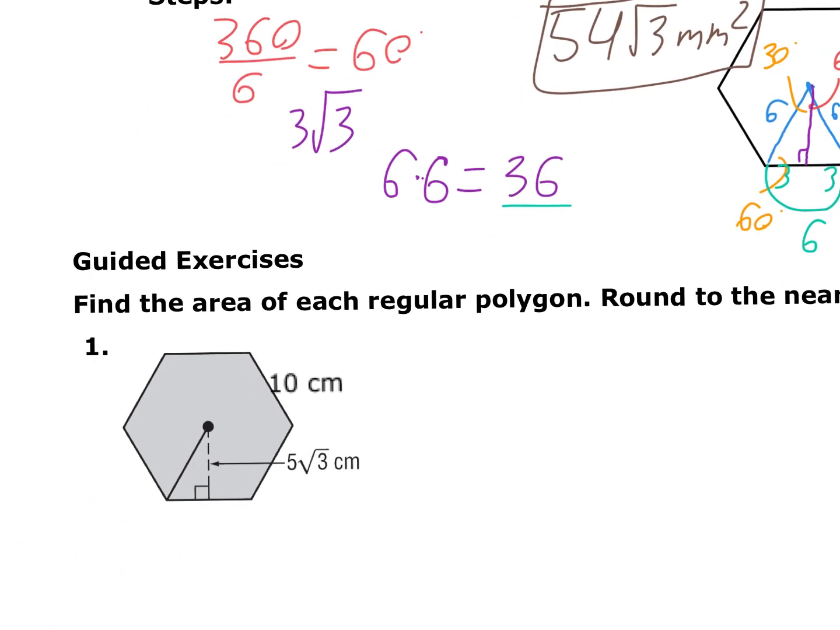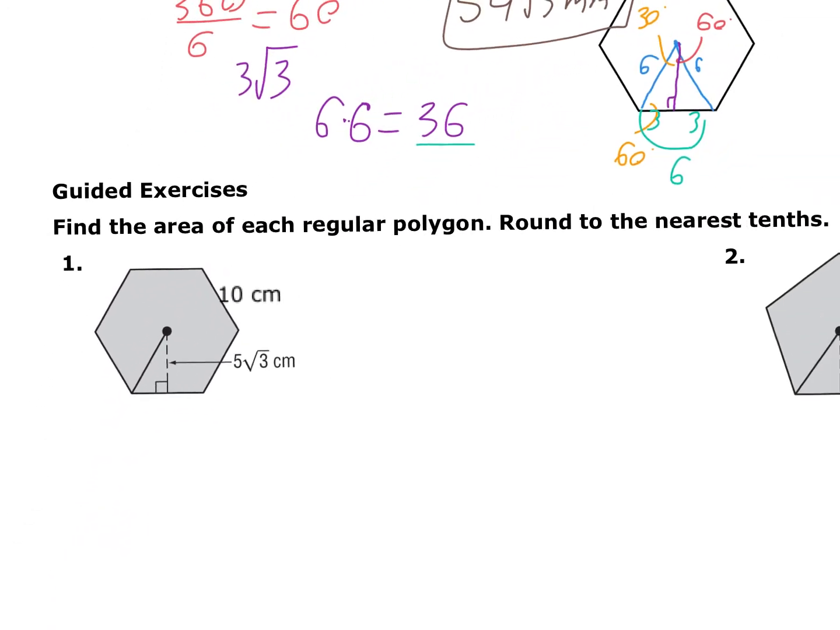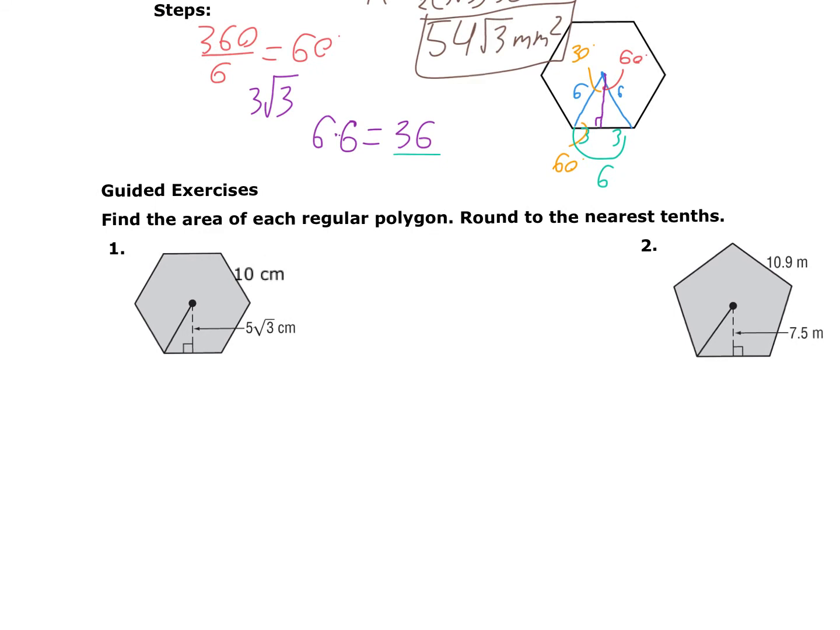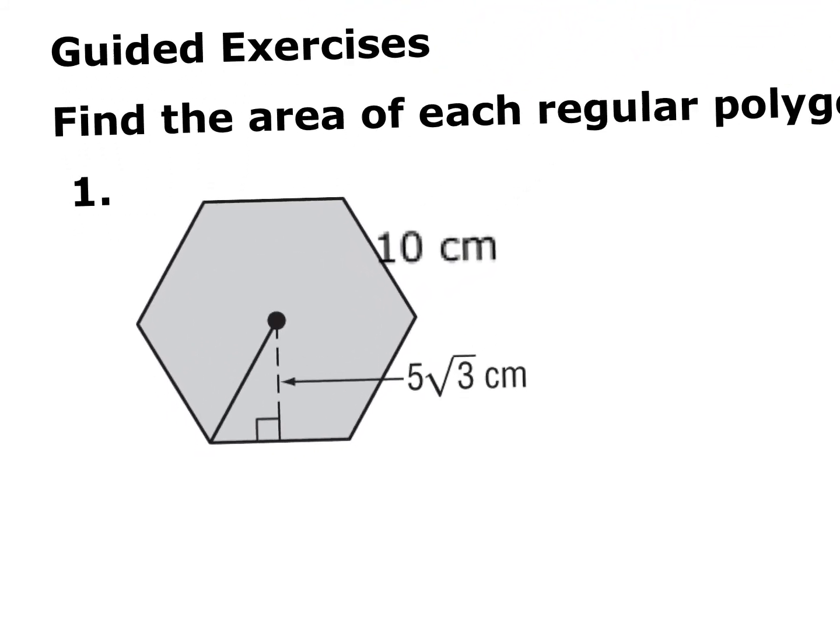So now let's take a look at some guided exercise problems. We're going to find the area of each regular polygon and round our answers to the nearest tenth. So, number 1.